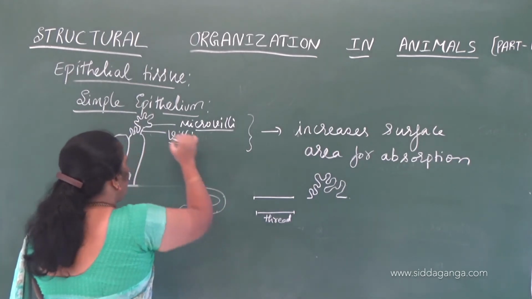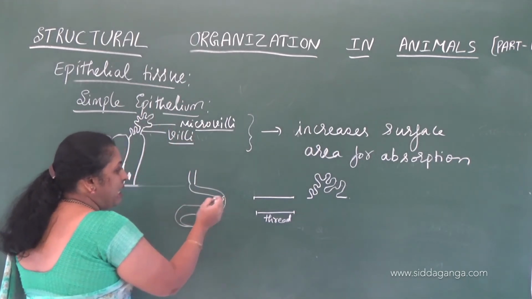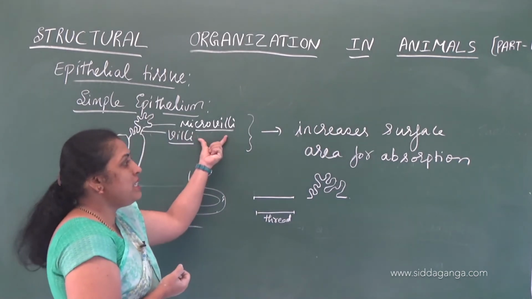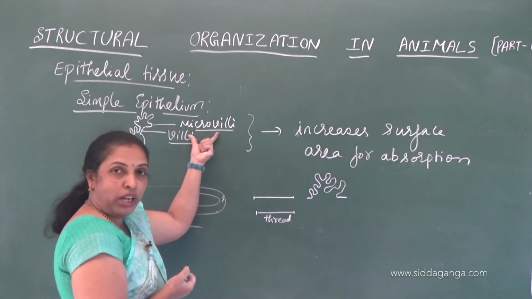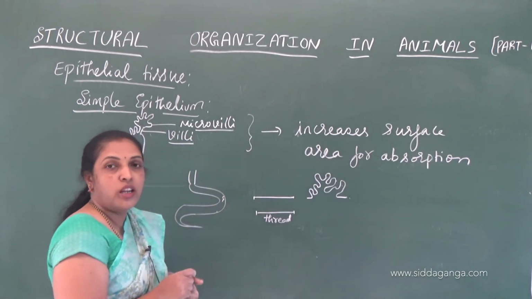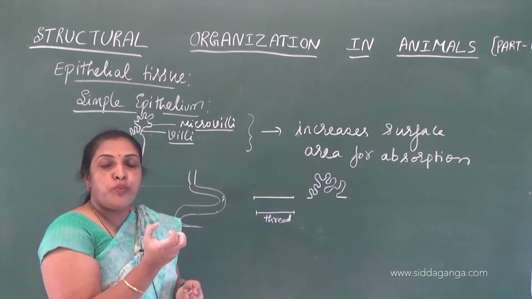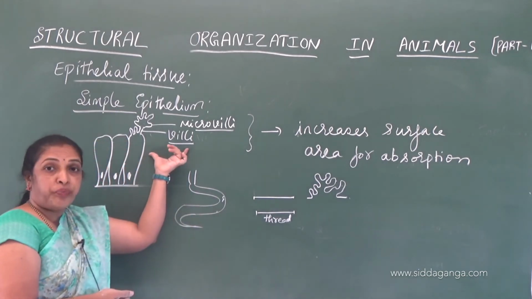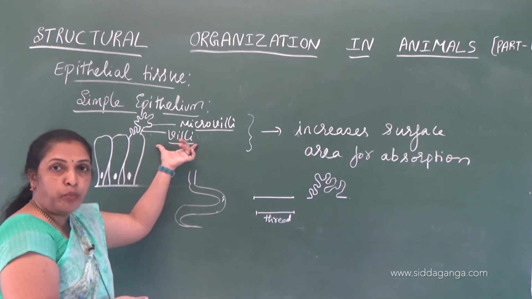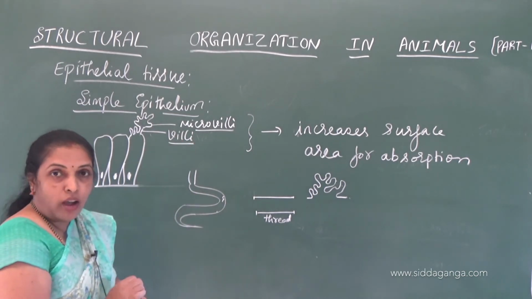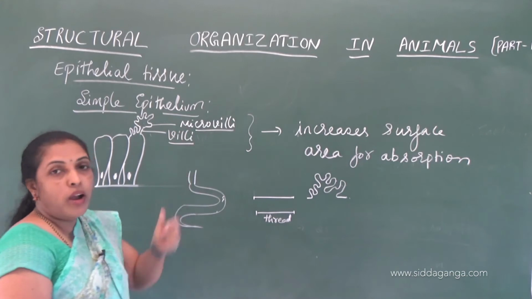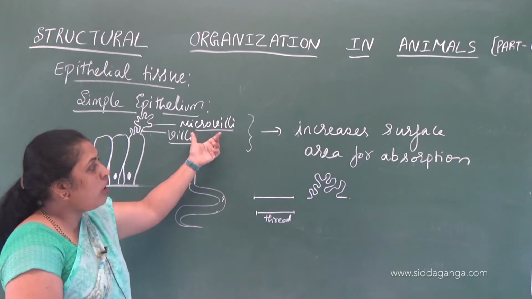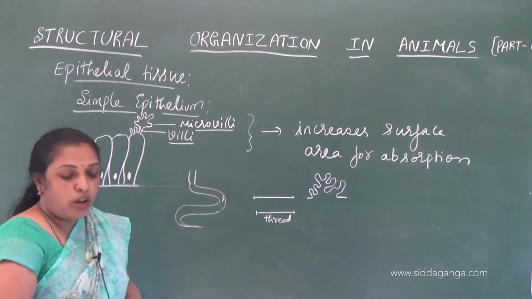In the small intestine, these villi and microvilli mainly help in absorption of digested food. By increasing surface area, these villi and microvilli in the small intestine mainly help in absorption of digested food. So, that's the benefit we get by this modification of the columnar epithelium. So, this is a 1 mark question: what is the function of microvilli? Microvilli and villi increase surface area for absorption.